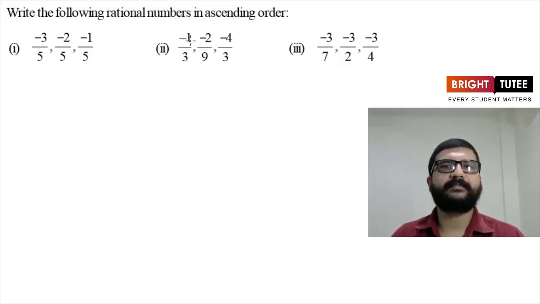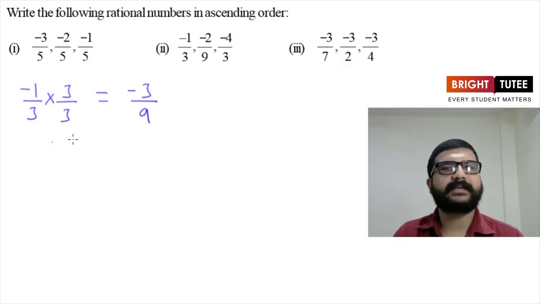And next we are having minus 1 upon 3, minus 2 upon 9, and minus 4 upon 3. Here denominators are not same, so our first job is to make the denominators same. So here, as we can see, LCM of 3 and 9 will be 9 only. So let's make denominator 9 of every number. The first number is minus 1 upon 3. To make denominator 9, let's multiply it with 3 upon 3. Now this will give us minus 3 upon 9.